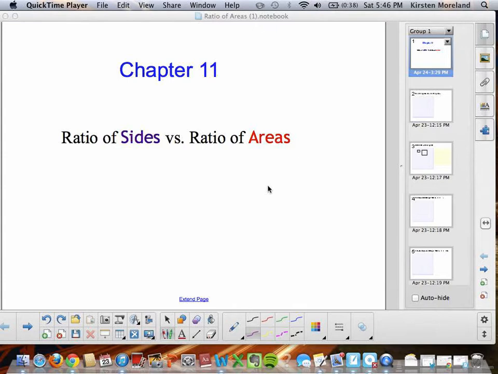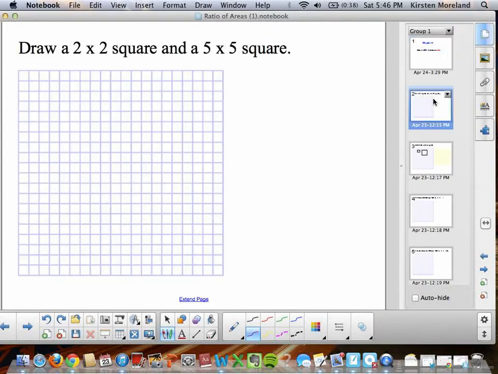Alright, welcome to the, I don't know what number lesson this is in chapter 11. So we're going to be learning about the ratio of sides versus the ratio of areas today, of just regular polygons. Okay, so we're going to start by looking at the most basic shape, a square.